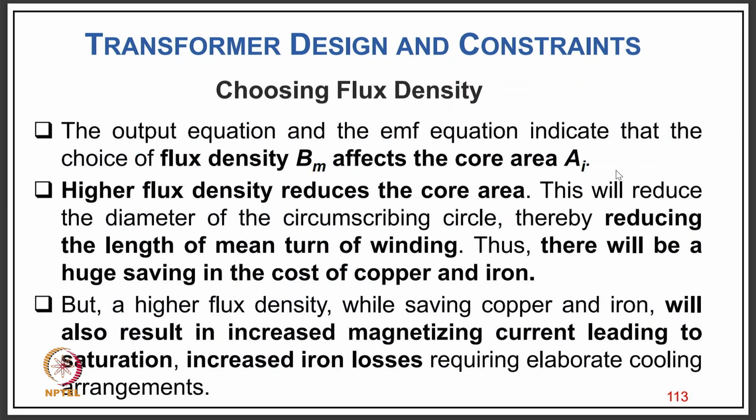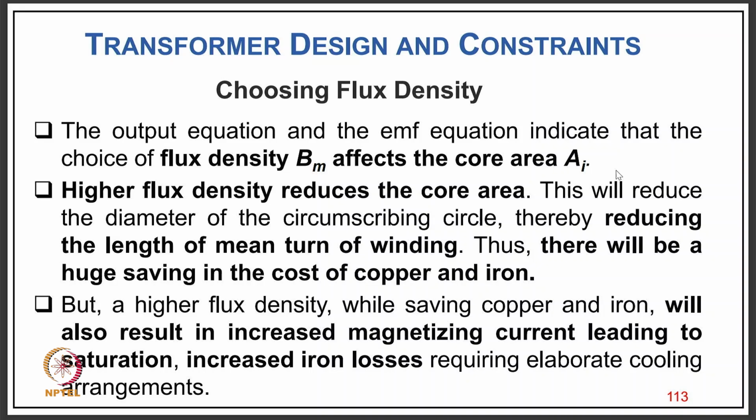Now, selection of the flux density or magnetic loading in the transformer. The output equation and the EMF equation indicate that the choice of flux density affects the core area AI, and a higher flux density reduces the core area. This will reduce the diameter of the circumscribing circle, thereby reducing the length of mean turn of winding. Thus, there will be a huge saving in the cost of copper as well as iron.